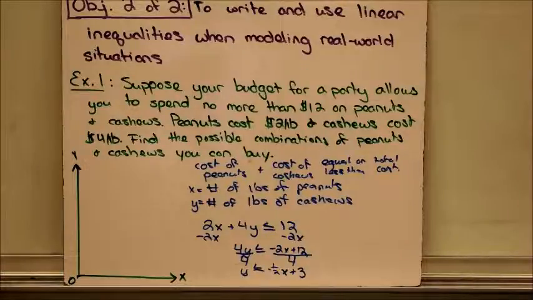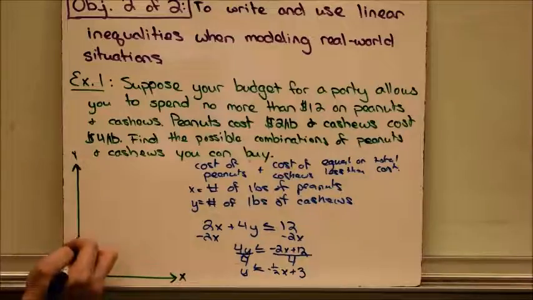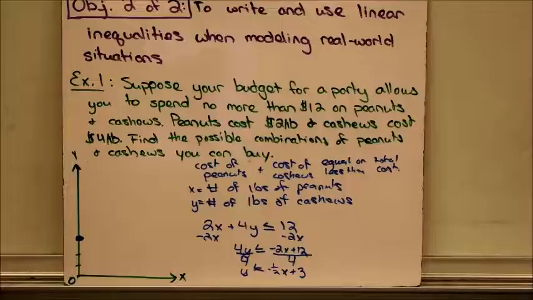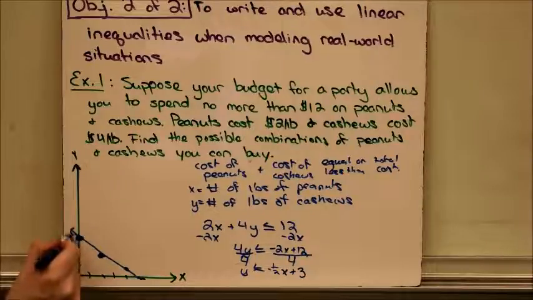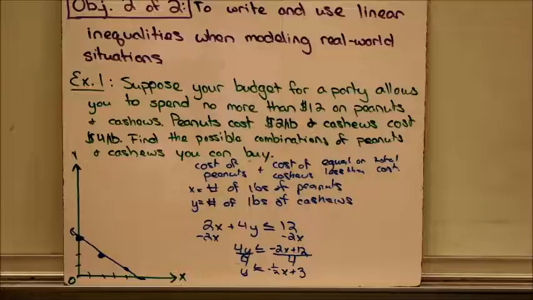Okay. So our y-intercept is 3. 1, 2, 3. And our slope is negative 1/2. So down 1 and over 2. And down 1 and over 2. Okay. We know that this is going to be a solid boundary line because it could be equal to. Okay. So now we just need to figure out which side of our boundary line can be shaded.